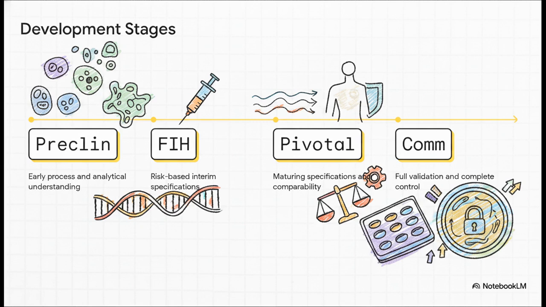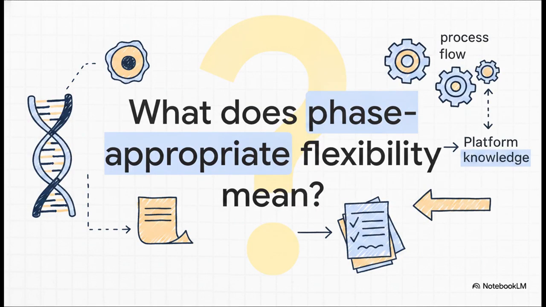Finally, at the commercial stage, the training wheels are totally off. You need full validation, tightened specifications, and a completely comprehensive, robust control strategy. So, what does phase-appropriate flexibility actually mean in practice? Well, it's super tempting to view it as a free pass to just skip steps, right?